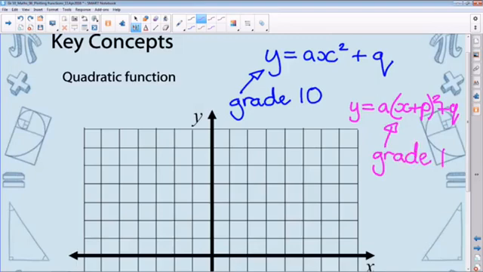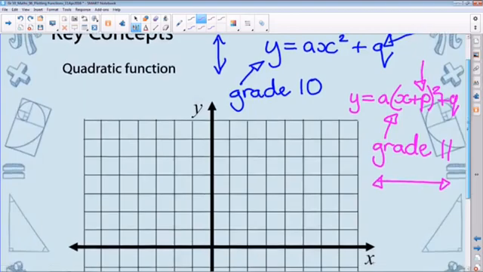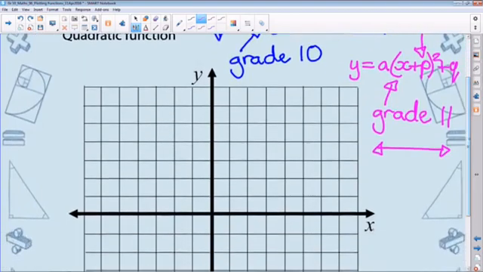Now, in grade 10, we only move the function up and down. So it's going up and down. And what do you think, which value does it? The q value. But in grade 11, we're able to move it left and right as well. And what's different about the grade 11 function? It's got that p. So surely that p must move it left to right. Anyway, that's not really what we're focusing on at the moment. We're going to focus on the parent function of the quadratic function, which is y is equals to x squared.